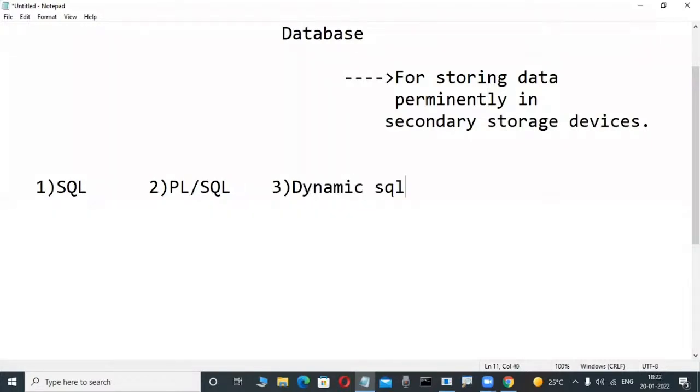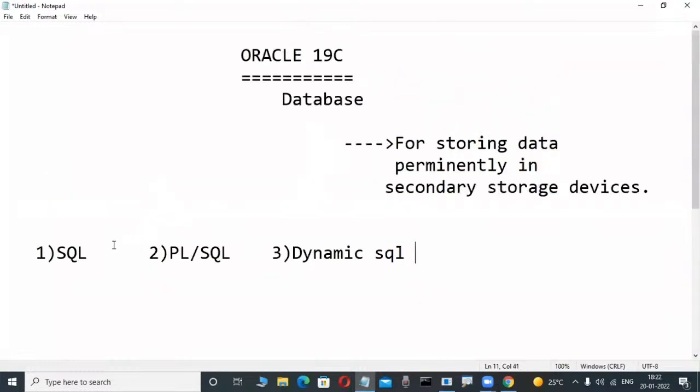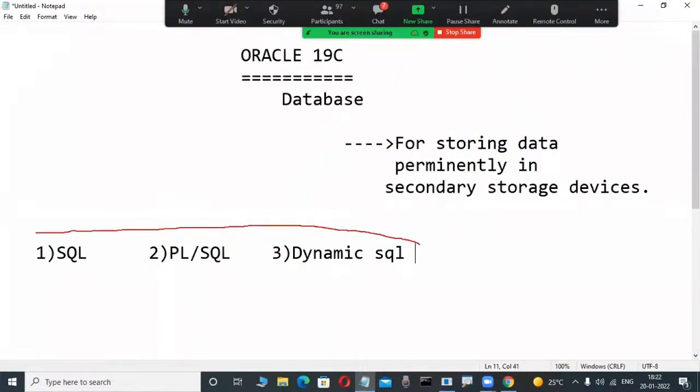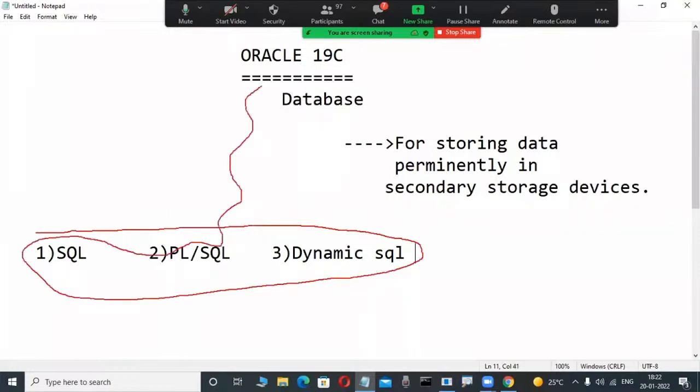Dynamic SQL is a small one only, because we have good knowledge of PL/SQL, so it is just a little bit of extension. These three languages you have an idea of. Through these three languages we are operating this software, Oracle software.